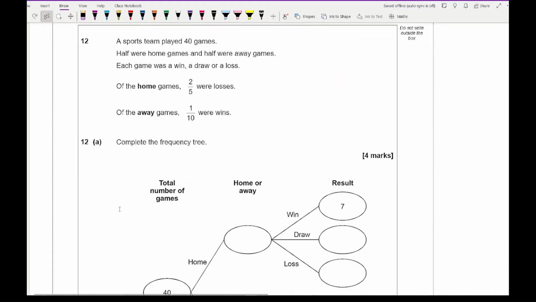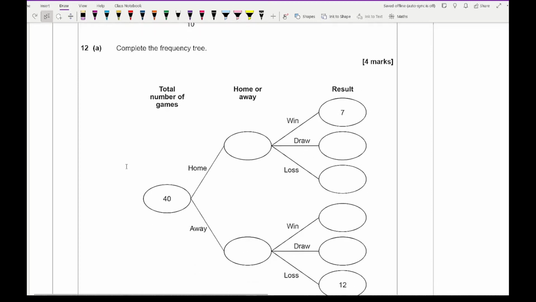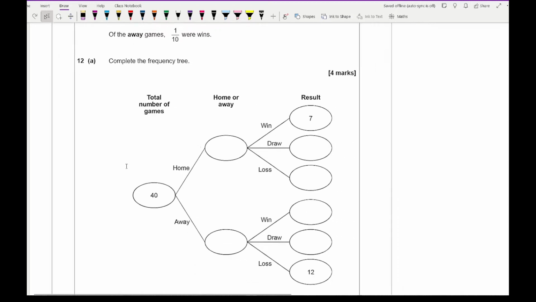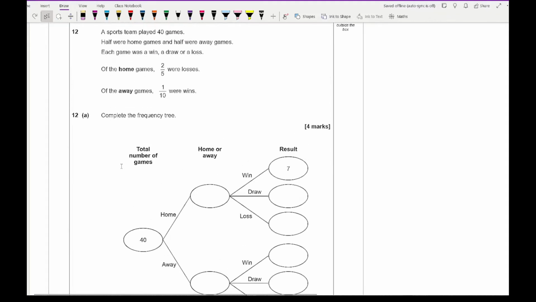Moving on to question 12, it says that a sports team has played 40 games, and half of the games were at home and half were away. Each game was a win, draw, or a loss. Of the home games, 2/5 were losses, and of the away games, 1/10 were wins. The question is asking us to complete the frequency tree. Now let me just zoom out, so we can see all of it on the screen.